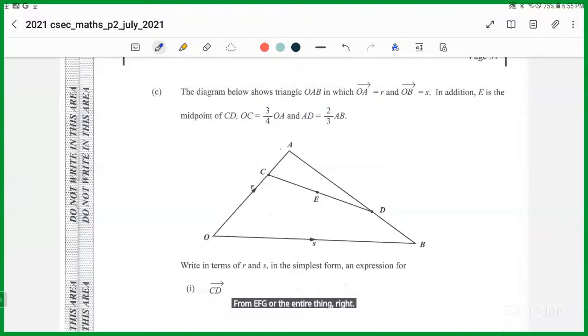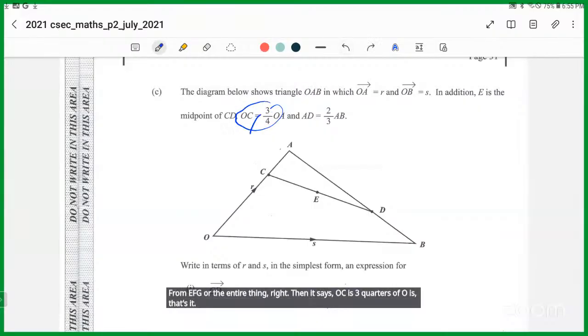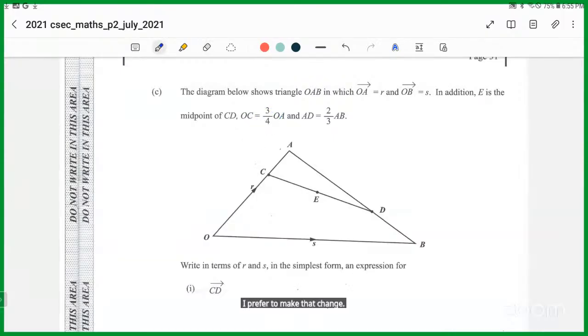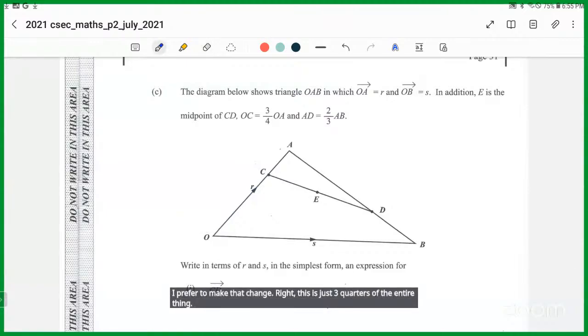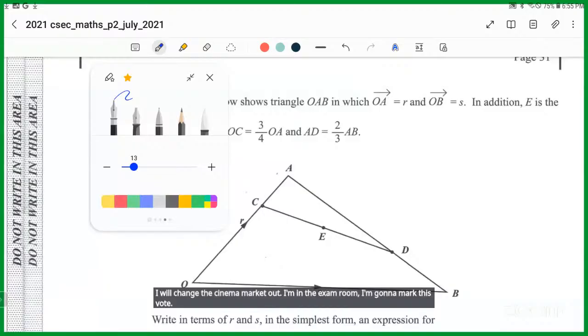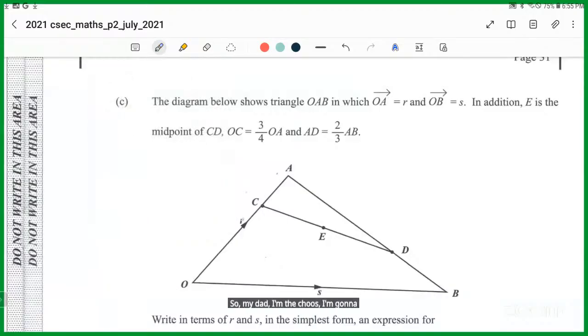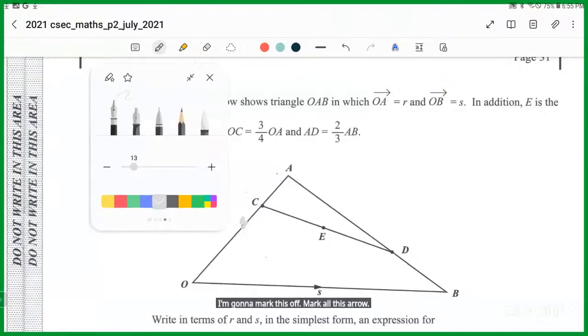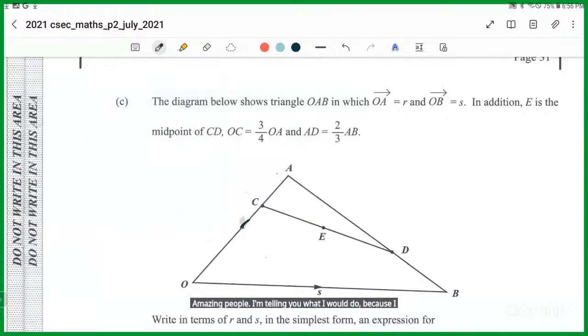Then it says OC is 3/4 of OA. So you see, I prefer to make that change. This is just 3/4 of the entire thing. So I will come on the exam and say, okay, I will change this and mark it out. If I'm in the exam room, I'm going to mark this out, so I don't want my diagram to throw me. I'm going to mark out this arrow on my exam paper. I'm telling you what I would do because I don't want the diagram to throw me off.